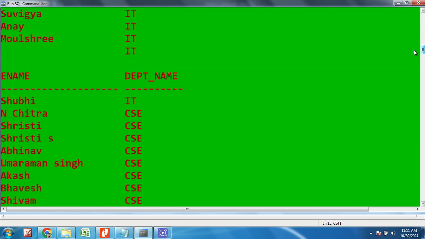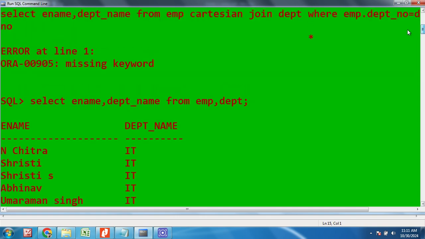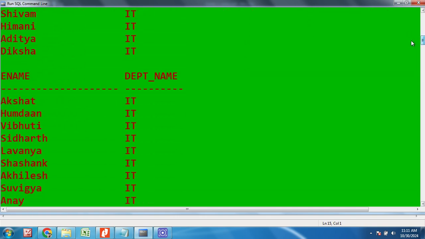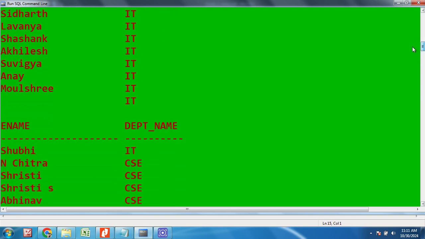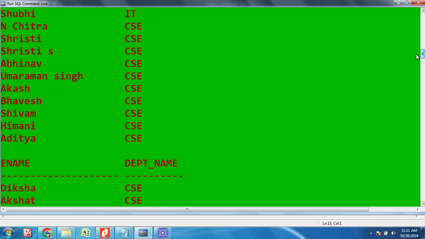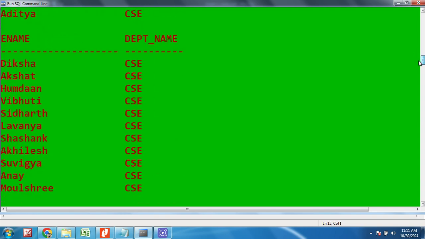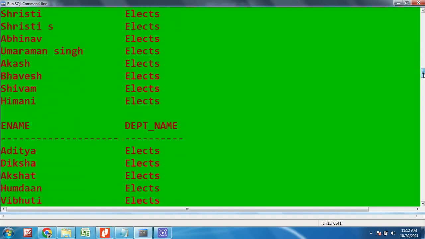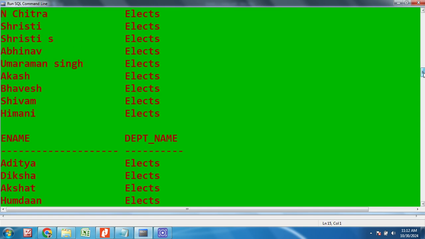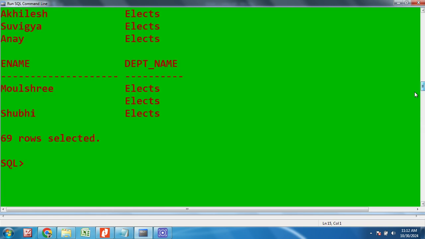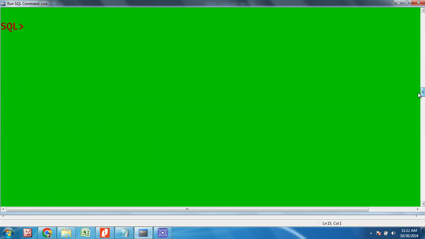Each ename has, just look at that, N Chitra, Srishti, Srishti S Abhinav, everybody has a department number and department name as IT, and each name again, N Chitra, Srishti, Srishti S Abhinav, is related with CSE. And again we can see N Chitra, Srishti, Srishti S related with the electronics department. So every value will be matched with both the tables. So this is an example of Cartesian join.